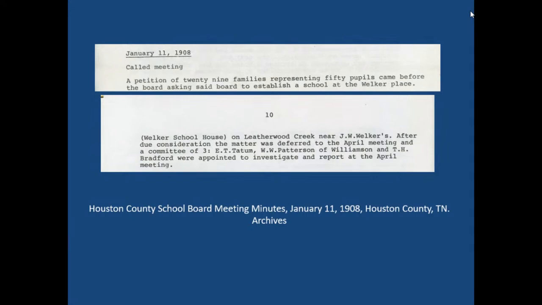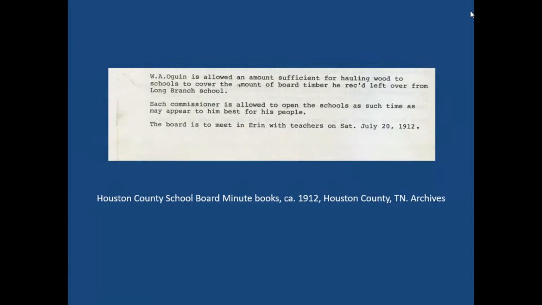So what if you're researching the Welker family and you find out that they put a schoolhouse on the Welker place? And you found it in the school board minutes. So see, we need to look at every single record that we can to try to find our ancestors. Here's another example of school board minutes. This is from 1912. W.A. O'Gwynn is allowed an amount sufficient for hauling wood to schools to cover the amount of board timber he received left over from the Long Branch School. Each commissioner is allowed to open the schools at such time as may appear to him best for his people.